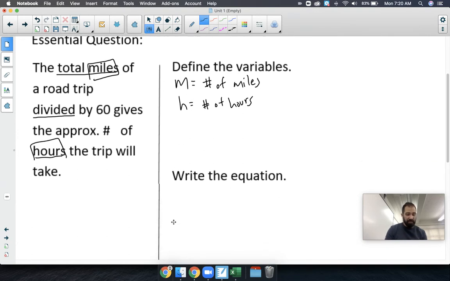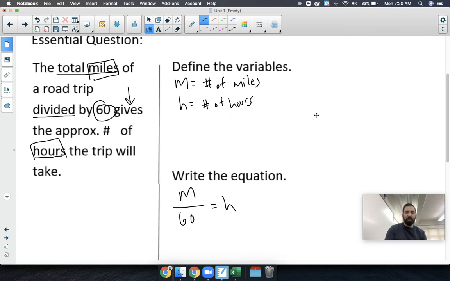So let's write an equation based on that. We know that the total number of miles divided by 60 gives us the approximate number of hours. And it gives us, kind of means equals. We know what divide means, use division. And we have that, and that's it. You just take your words, and you translate that into an equation, and you're done. That's it for the first one.